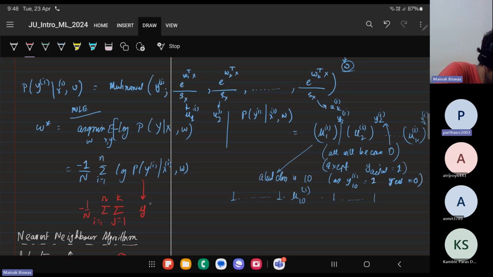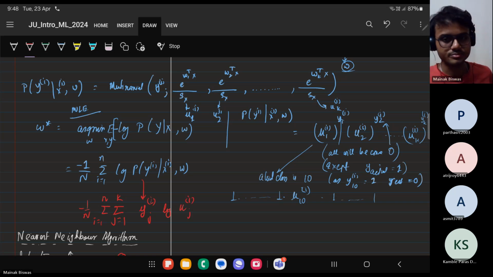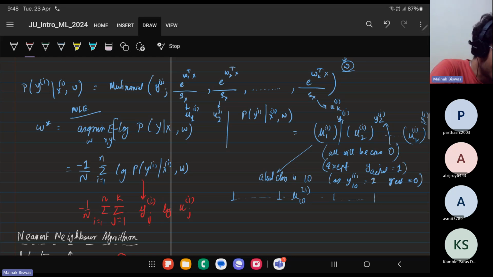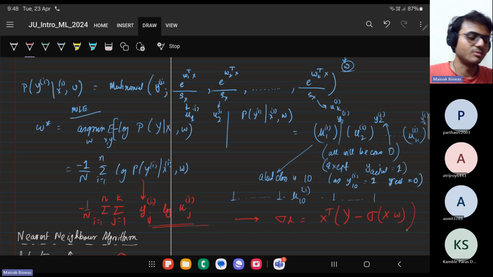y_j^i log mu_j^i. It's j, not i. Log of mu of ij, right? This also, if you take the derivative, you can get the gradient of L as x transpose (y minus sigma of xw). This is also the same you'll get.